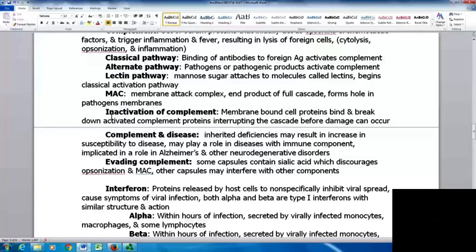So microbes do have means of evading complement. Some will have capsules that contain sialic acid, which discourages opsonization and the membrane attack complex. Other capsules may interfere with other components.